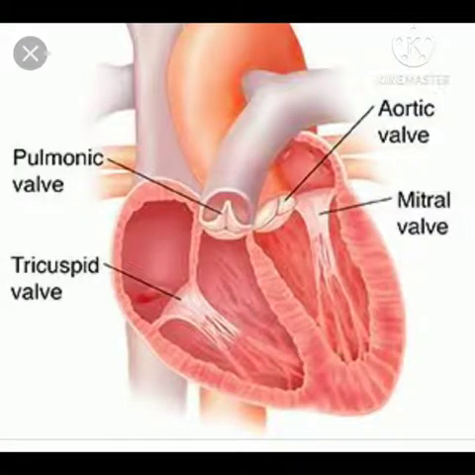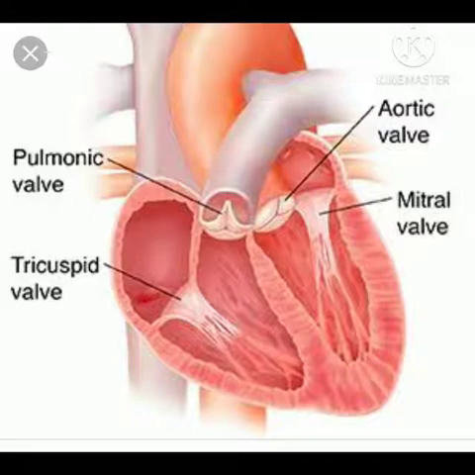Now, let's study about heart valves. What are valves? Valves are flap-like structure present in heart that allow blood to flow in one direction only. The valves control the flow of blood through the heart by opening and closing during the contraction of heart.